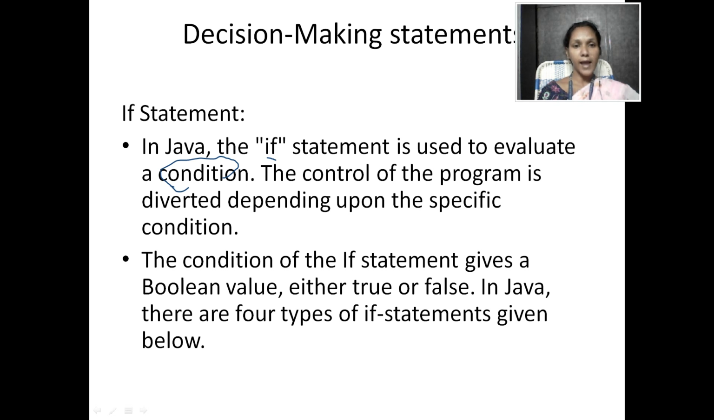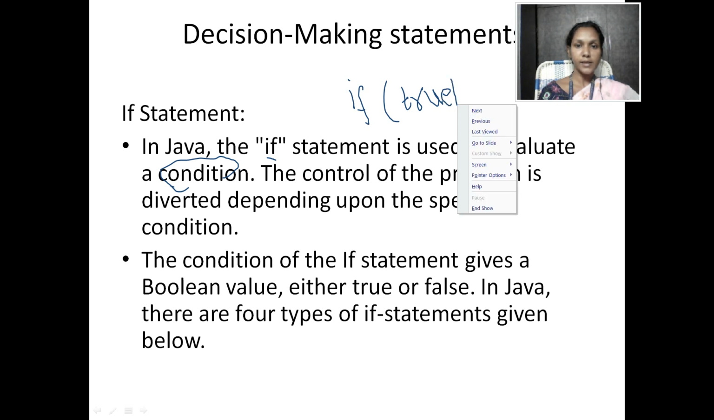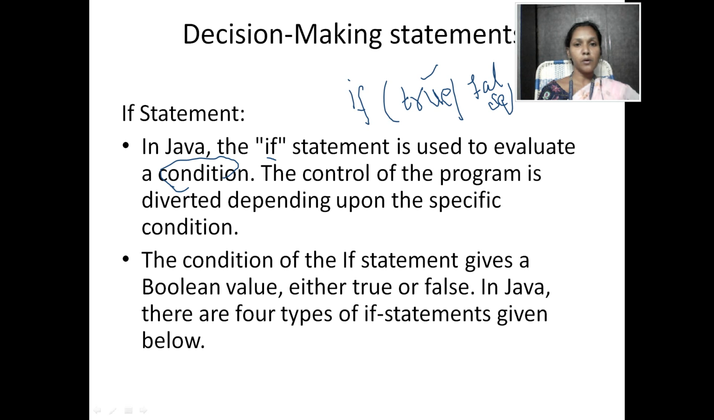The if statement always accepts a condition of which type? A boolean, the condition which evaluates to a value, either true or false. If it is true, the if block will be executed. If it is false, the alternative else block will be executed. The control flow of the program depends upon the specific condition. The condition of the if statement gives a boolean value, either true or false.